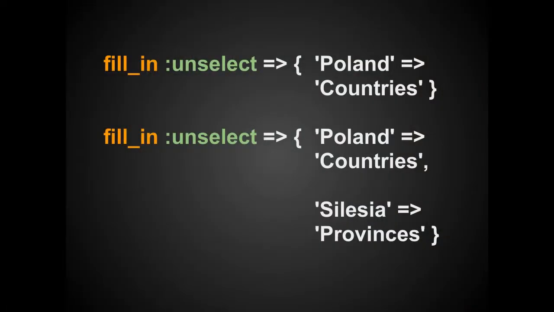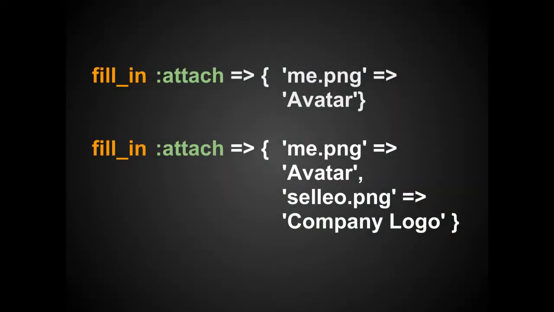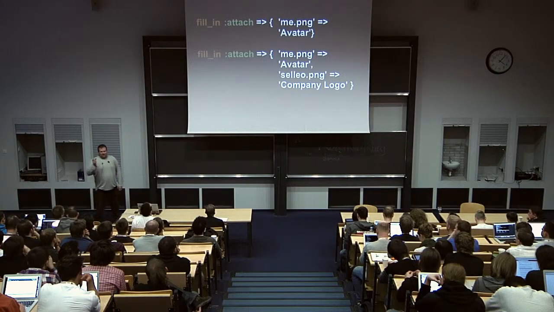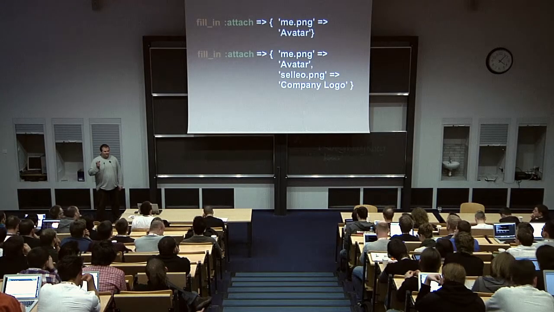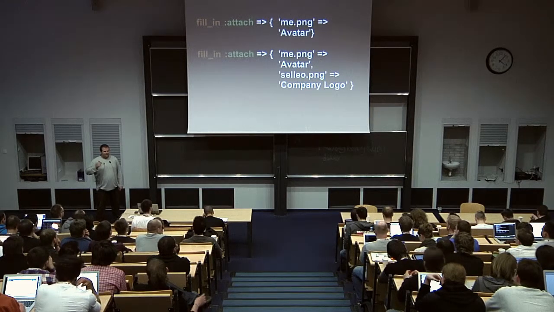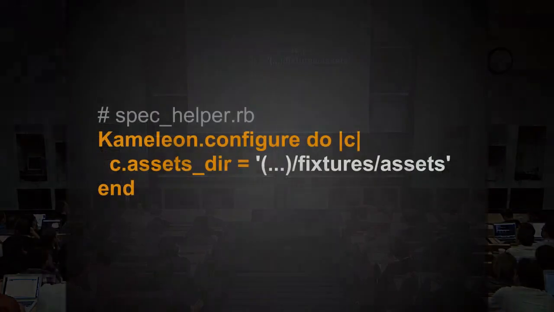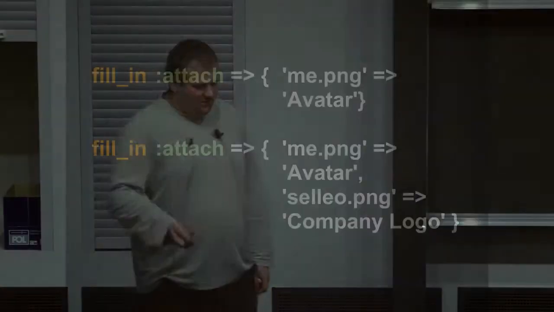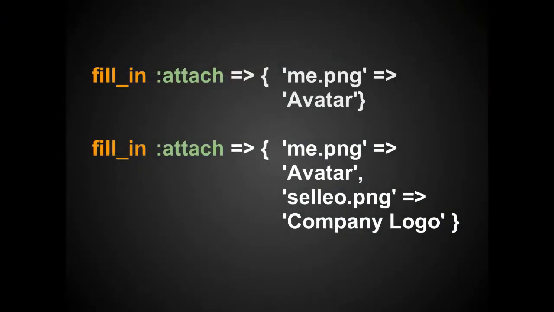Unselect is very similar. Attaching files, the same semantic. We only use the relevant part of the file path to put it into the field. The rest is just configuration that is set where we are storing the assets for testing. And it is also allowed to attach more than one file.